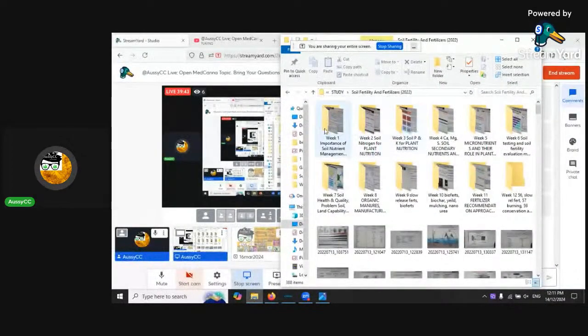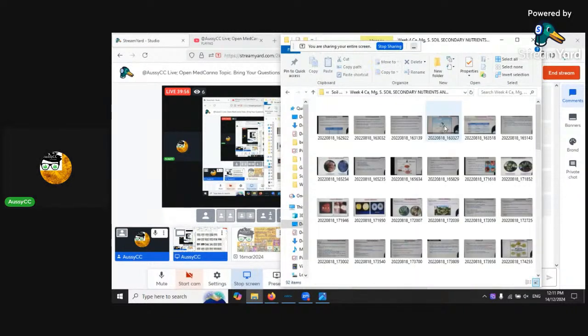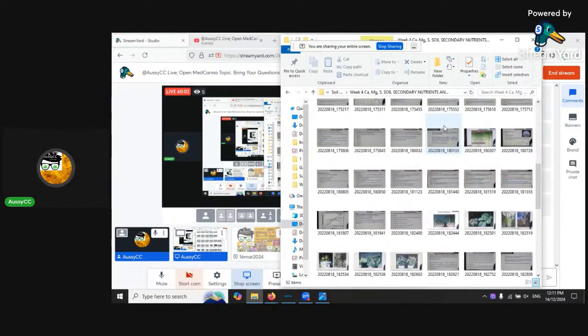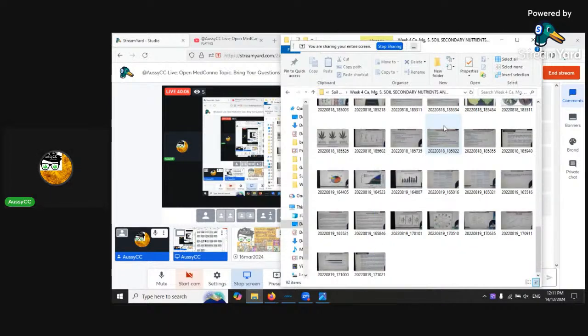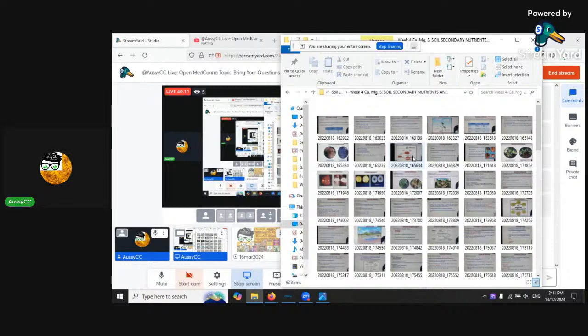So this is what was done today, week 3. And next week will be week 4: calcium, magnesium, and secondary nutrients and their role in plant nutrition. So it's similar to what today was like, but just goes through all the secondary nutrients, which is the calcium, magnesium, and sulfur.